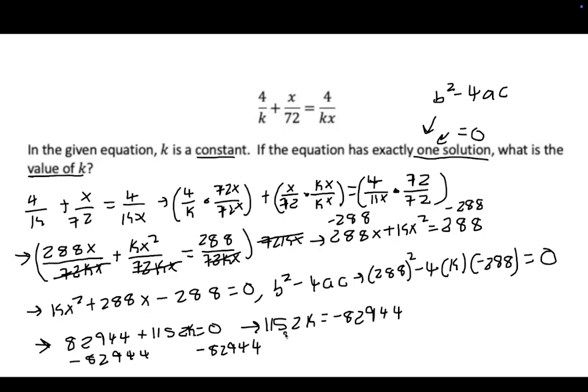So we're going to divide both sides by 1,152. So our answer k is going to equal negative 72. So that's the value of k when this equation has exactly one solution.